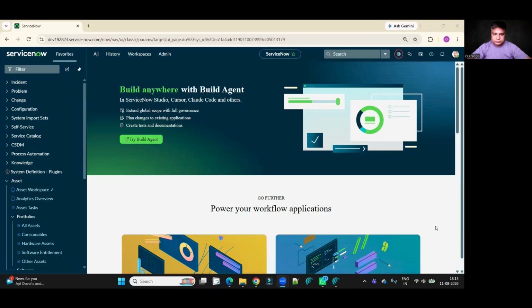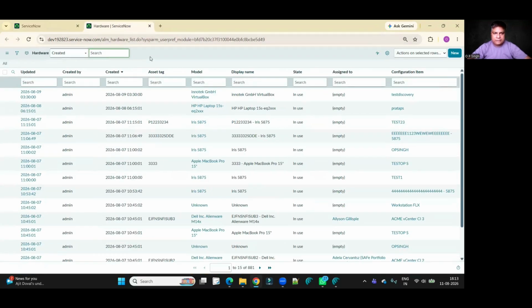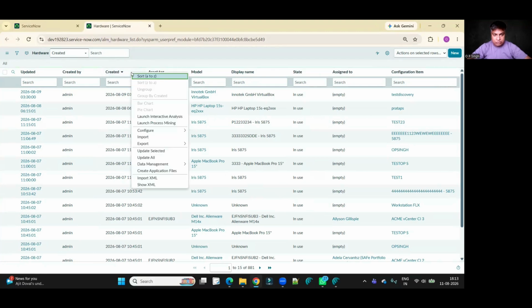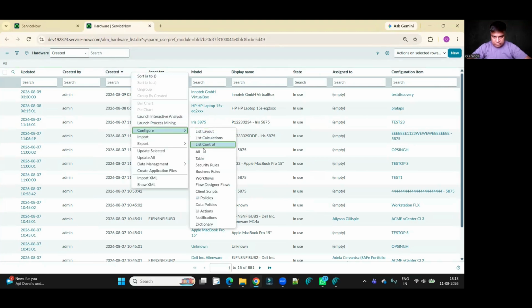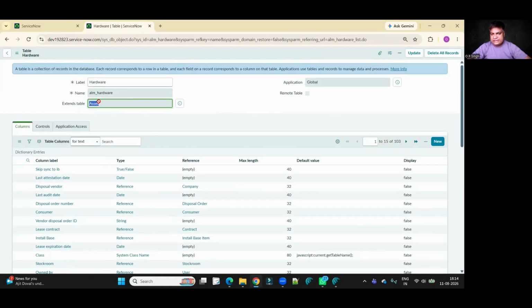So now let me share my screen. I have both things ready for you, my document as well as the PDI. Okay, so this is the PDI. Here, if you go to hardware assets, you can see the hardware asset table, and the table name is alm_hardware. If we go to the body of this table, we should know where it belongs. So let me go to the table here. This table is extending the asset table.